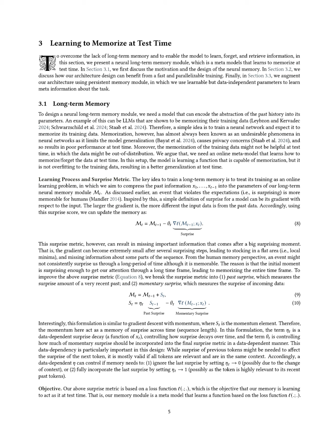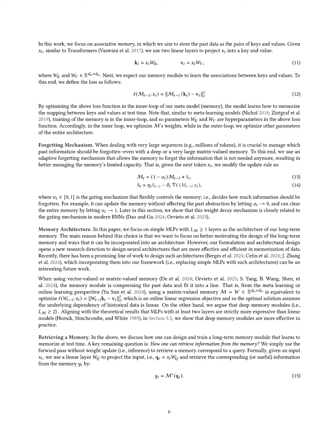During training, the memory is updated using a combination of past and momentary surprise metrics, allowing the model to adaptively manage what information to retain or forget through a gating mechanism. This process enables the memory module to effectively learn associations between keys and values, optimizing an associative memory loss function to enhance its performance in various tasks.